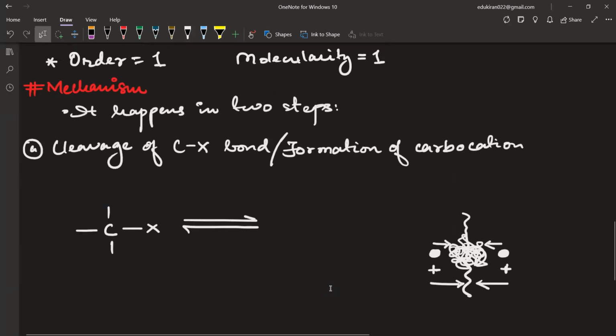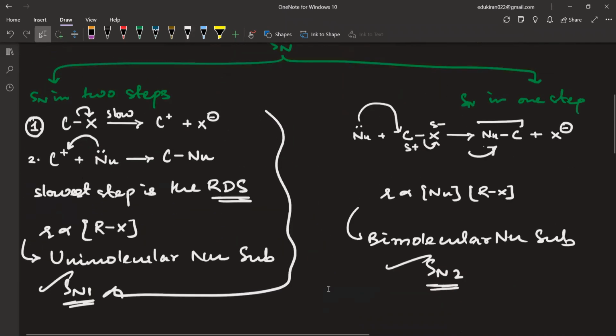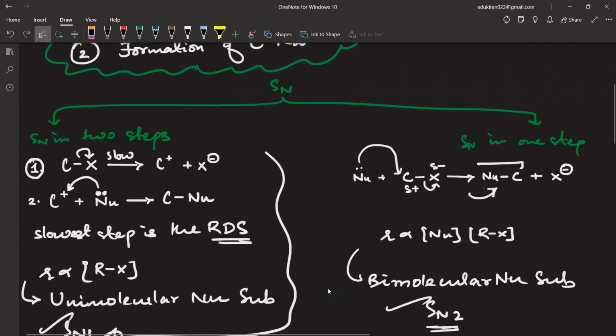Right. If I look at this particular reaction, here we have electron density. Correct? Yes or no? Electron density will be negatively charged. Correct? Exactly. Yes.